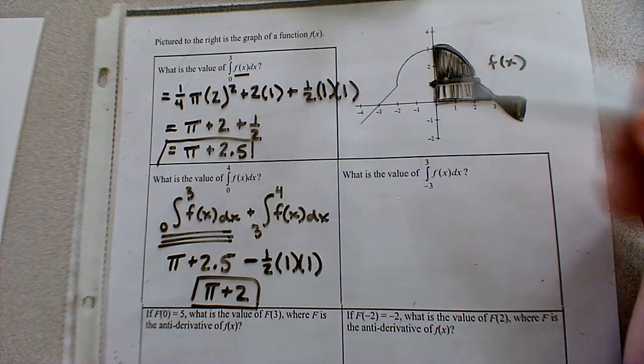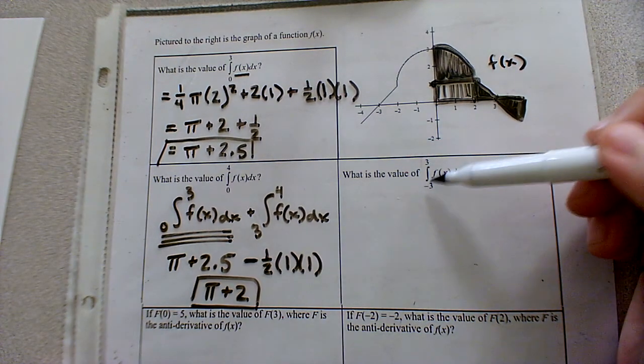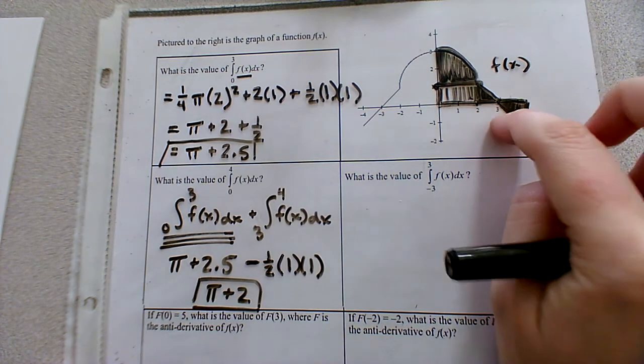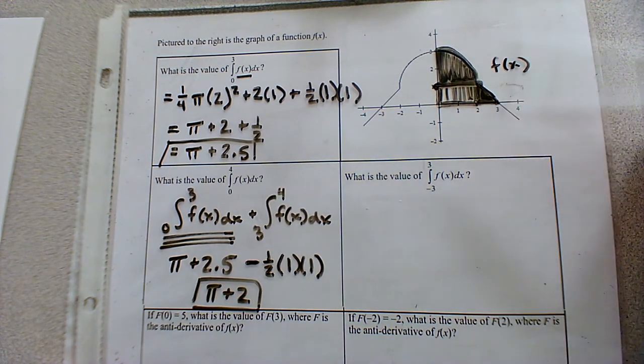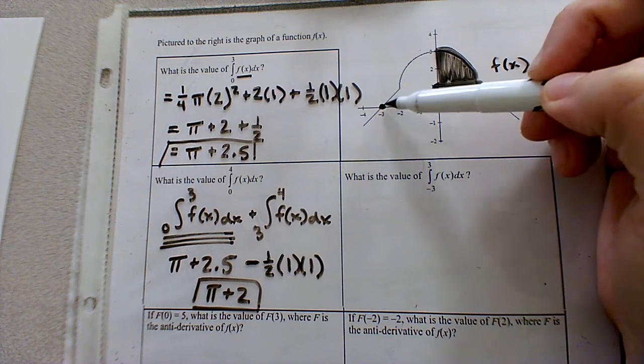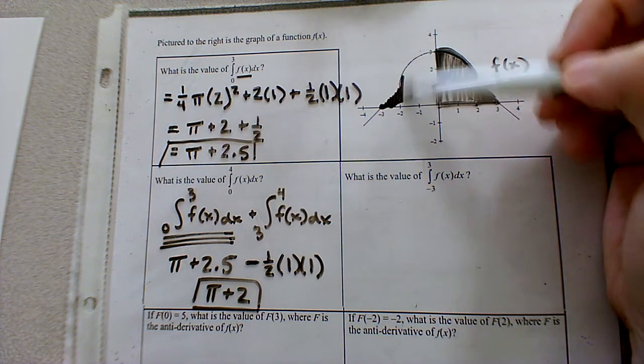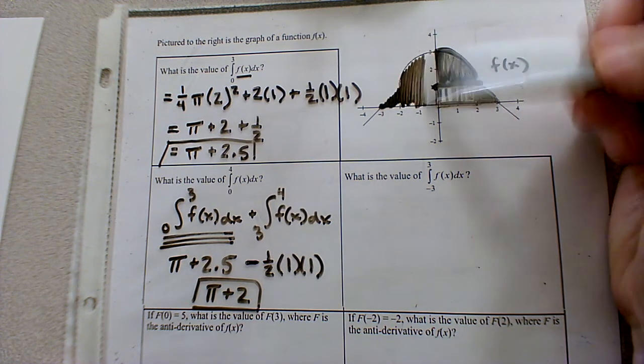Alright, let's check out the next one. What is the area under the curve from -3 to +3? So I'm going to erase that little section from before, and this time I want to start at -3, so all the way over here. So I'm going to shade in all of this.